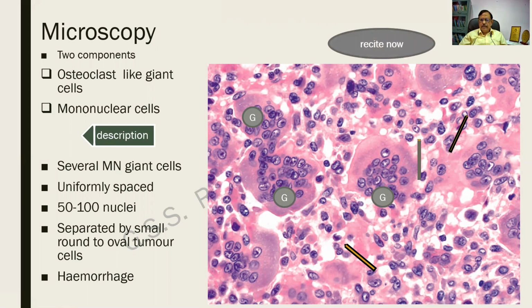I think you people will be able to recite the description by yourself. And for drawing, you can make use of this particular diagram. This is how an osteoclastic giant cell will appear. Exactly. And count the number of nuclei. There will be numerous. 50 to 100 nuclei is what the text gives.